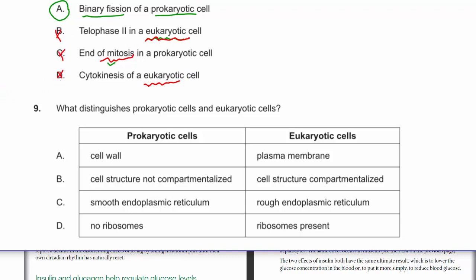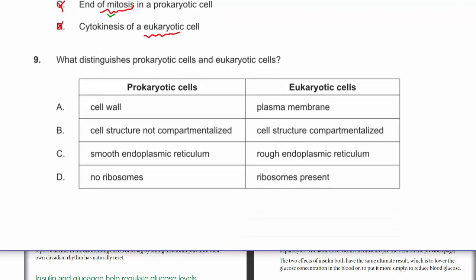9. What distinguishes prokaryotic cells and eukaryotic cells? So prokaryotic cells have a cell wall, yes, and eukaryotes do not, unless you are a plant. So yeah, maybe we can put the red under it. Yes, because plants are eukaryotes and they do have a cell wall. Eukaryotic cells have a plasma membrane, but prokaryotes also have a plasma membrane. So I think we need to just take away option A.